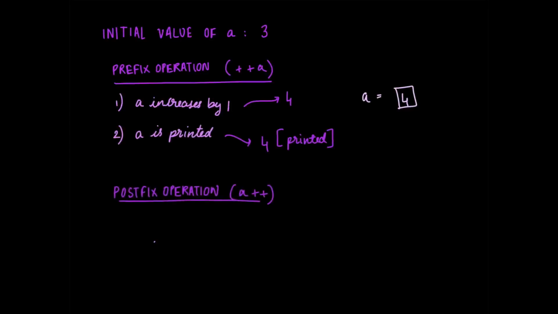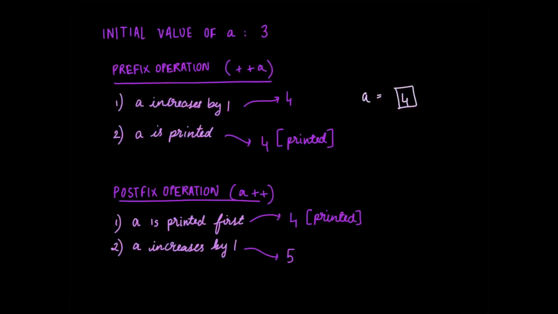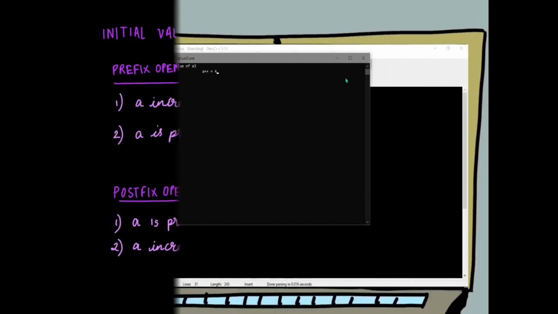Under the postfix operation, since a comes first, a is printed with whatever value it has recently stored, which is 4 again. And then it increases by 1, which adds up to 5. But 5 was not printed because this updated value came after the print of 4. Another cout of a would print 5 again. So this was the logic behind this program.